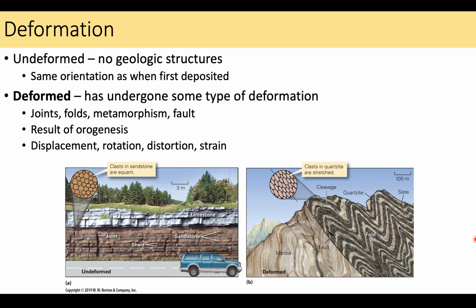Maybe it's been folded or tilted or metamorphosed or cracked, so there's joints. This can be caused by orogenesis or mountain building. It can be caused by different types of stress. There can be displacement, rotation, strain, distortion, any type of deformation that changes the rock layer from where it was deposited.